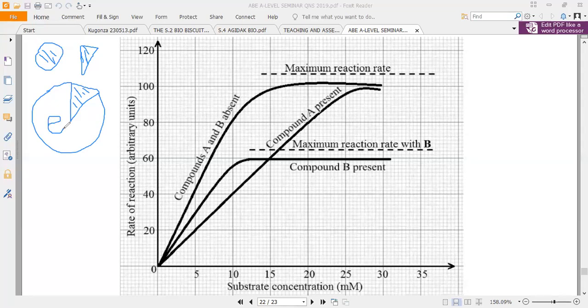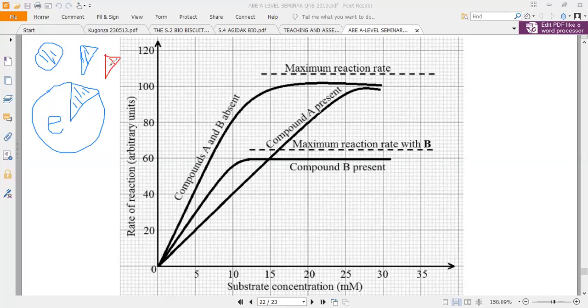The word competitive comes in by the fact that the inhibitor competes for the same active site with the substrate. The substrate and the inhibitor are both competing for the same active site. The inhibitor also wants to be broken down, but it is competing for that active site with the substrate. So it means that the inhibitor will also have the same shape as the shape of the substrate.